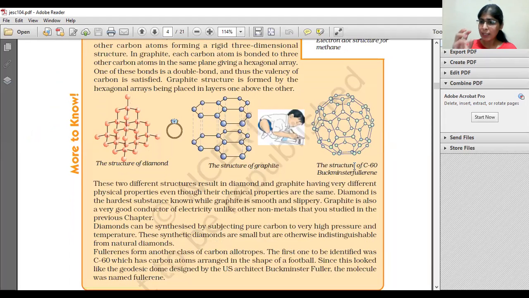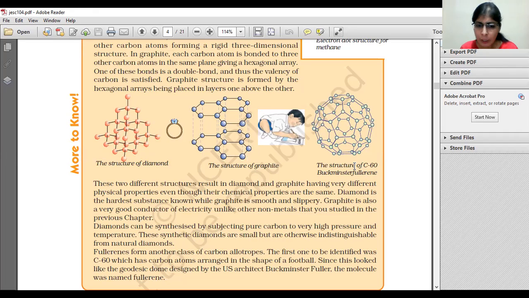If you want to synthesize diamond, if you want to make it from carbon, then you have to put the carbon under very high pressure and very high temperature. And there are two kinds of diamonds also, synthetic diamonds and natural diamonds. Synthetic diamonds are very small, but natural diamonds are basically big diamonds which are found naturally.